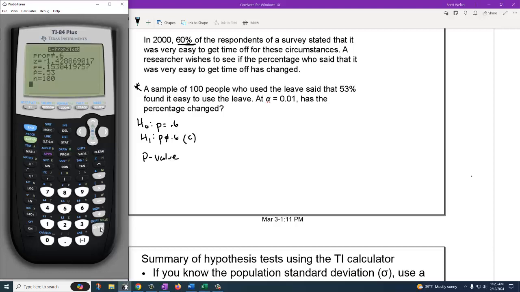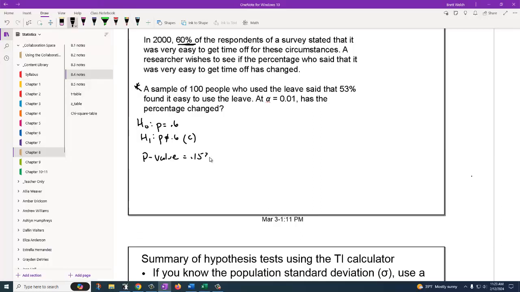And my p-value here is 0.153. Be careful not to confuse it with the p-hat that's right below it. What we're looking for is just the straight p-value, 0.153. That number is greater than alpha at 0.01. So again, we do not reject H naught.